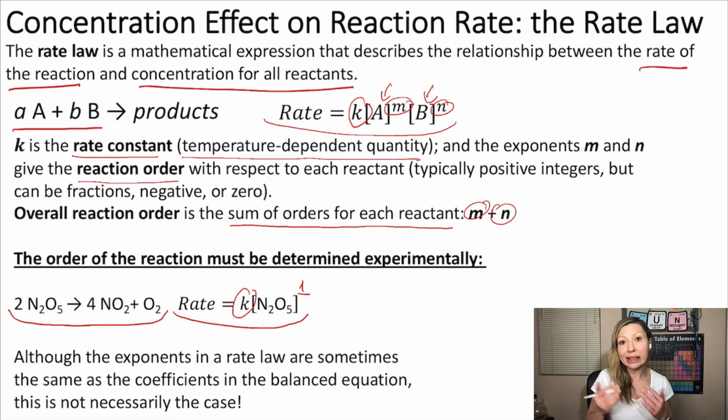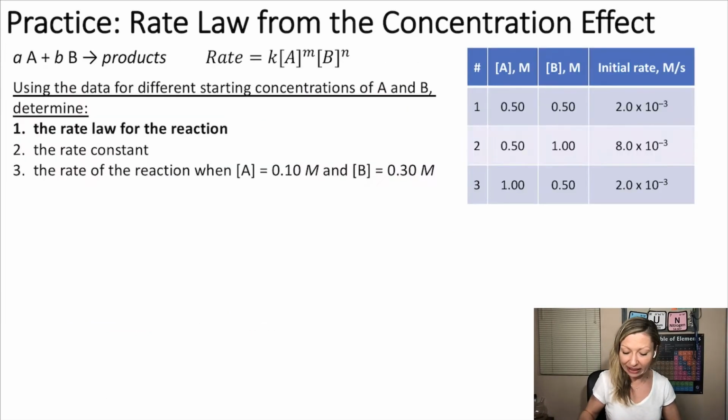So notice that the stoichiometric coefficient in the reaction does not agree with the reaction order. It may be the same, but most often it is not going to be. So we need to do experiments to figure out the rate law for any reaction. How do we do that? Let me show this to you using an example.